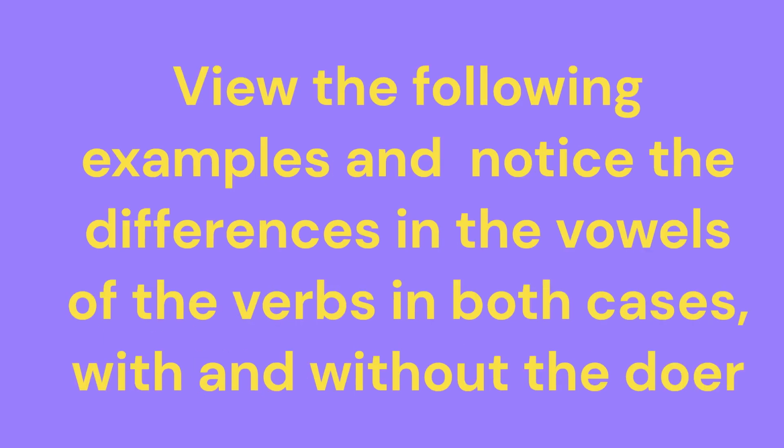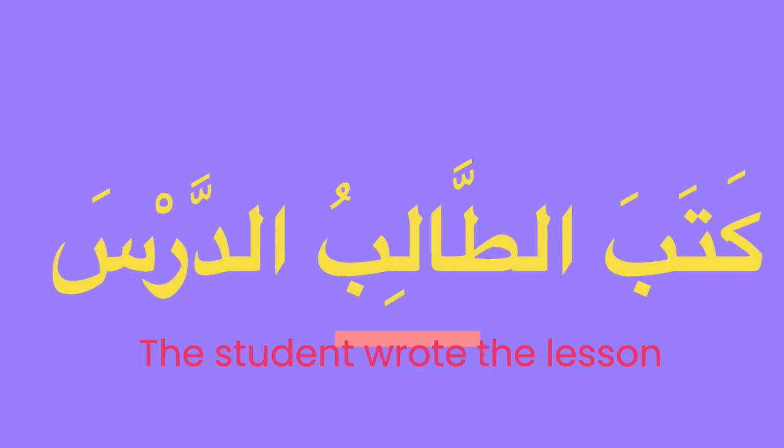So in the following examples, notice the differences in the vowels of the verbs in both cases, that is, with and without the doer of the action. So the sentence we're going to look at now is the sentence with the doer. The subject of the verb is included. كتب الطالب الدرس. So notice that الطالب is the doer of the action. He's included in this sentence. So the verb is in the active voice, not the passive voice.